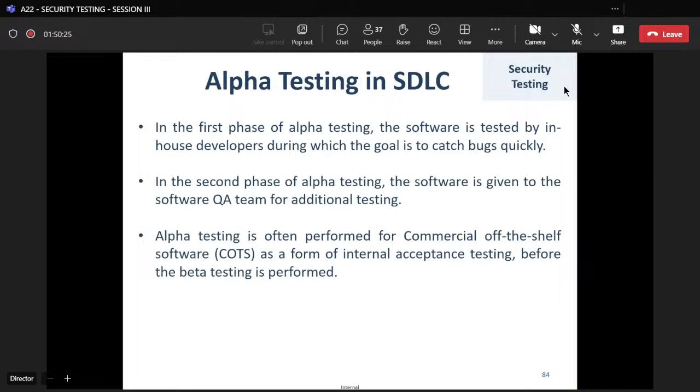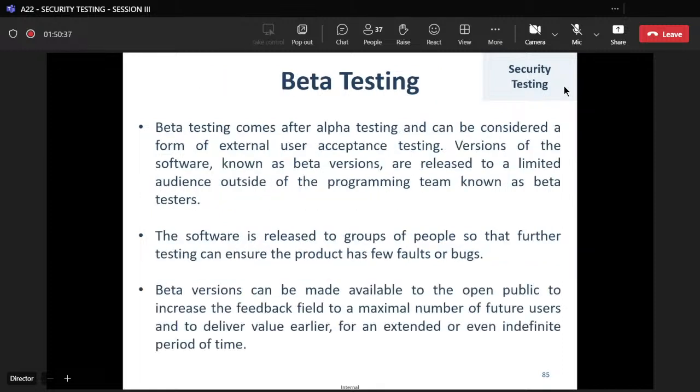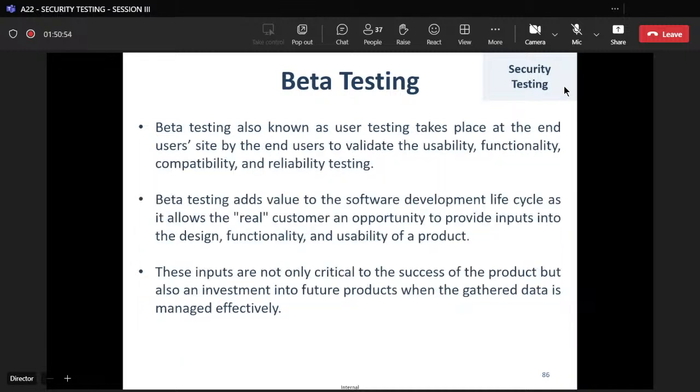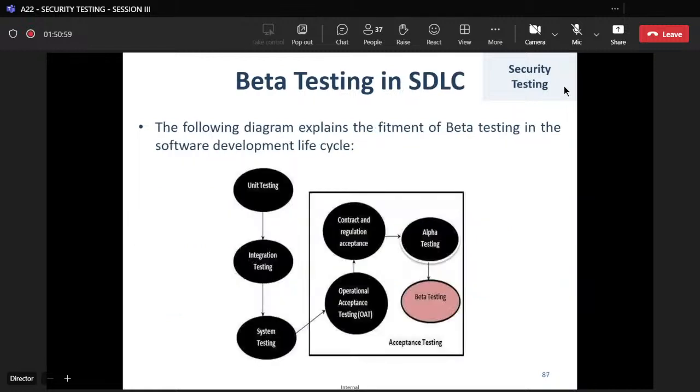First phase, it will be performed by the software development team, and second phase, this will be provided to the quality assurance team. This is for additional testing. In the beta testing, as we just discussed, this will be done at the customer site. A limited audience will be there outside the programming team, so called the beta testers. And this is about the beta testing.